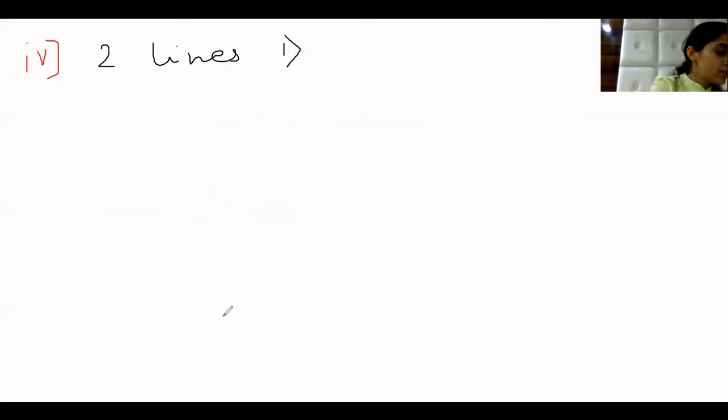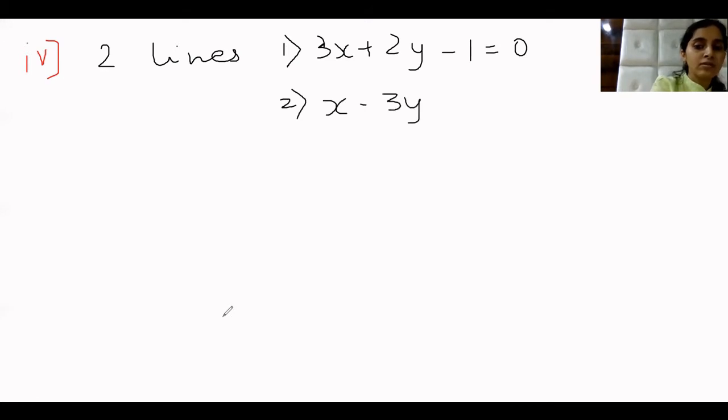First one: 3x plus 2y minus 1 equal to 0, and x minus 3y plus 2 equal to 0. Okay, these are the two equations that they are given. They have also said that the lines are passing through (2, 3) and perpendicular to these lines.